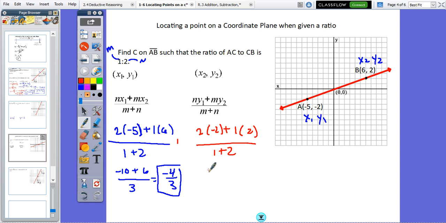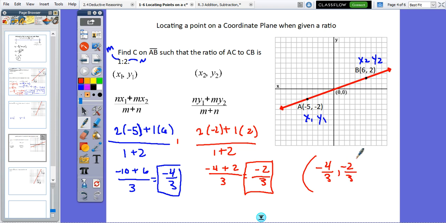So we have 2 times a -2. We get -4 plus 1 times 2, which is 2, all over 3 as well. Well, -4 plus 2 is -2 over 3. Same thing like the last one. That's an ugly decimal number, so we'll leave it as a fraction. This is a perfectly good answer, so we write this as -4 over 3, comma, -2 over 3. And that's your answer for this one.